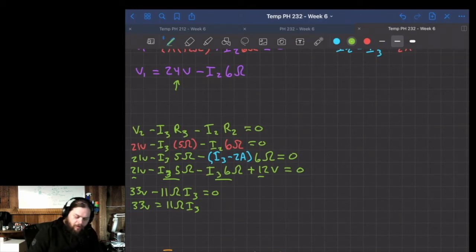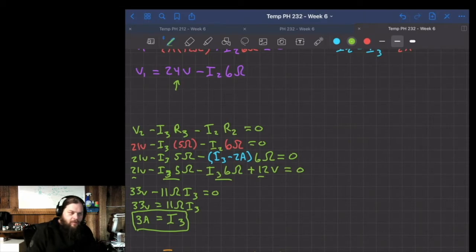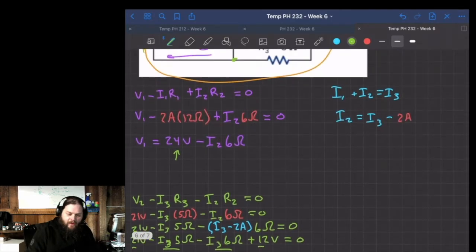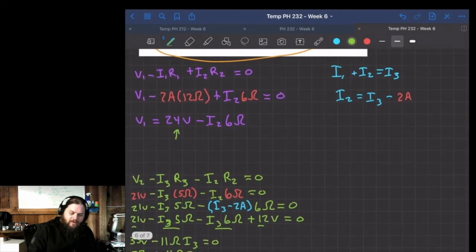So 33 divided by 11 is 3. So we end up with 3 amps, because volts divided by resistance in ohms is going to give us amperage, is equal to I3. So we know that I3 has a current of 3 amps there. And notice we haven't even used this equation yet. Since we only have 3 unknown variables, we can get away with just using these 3 equations up on top.